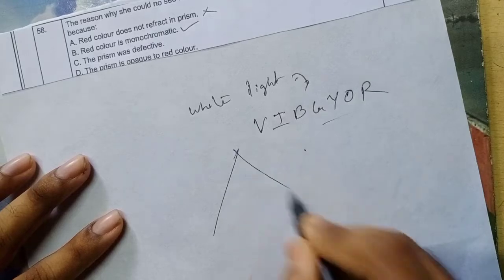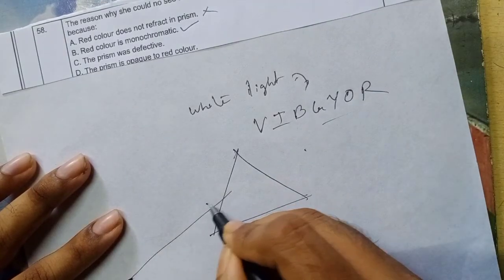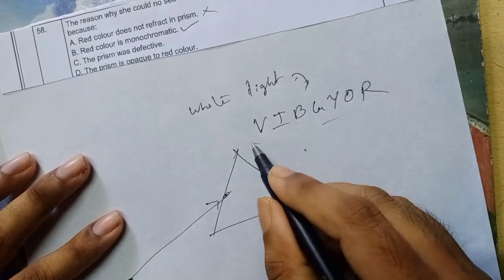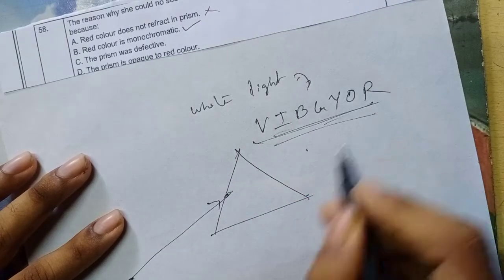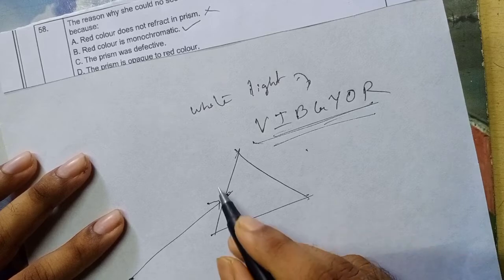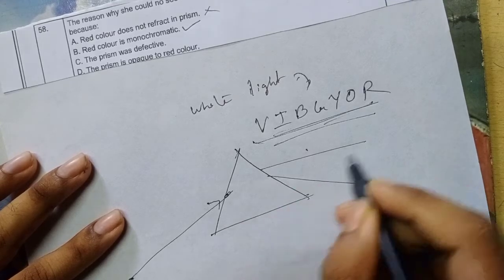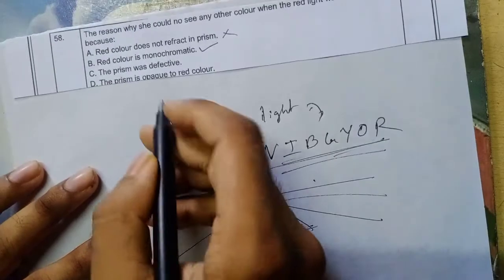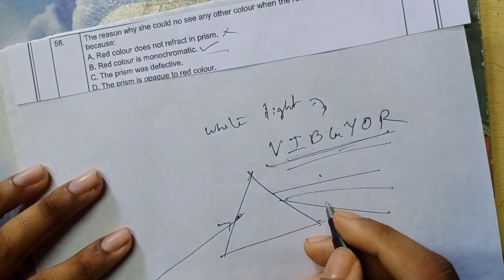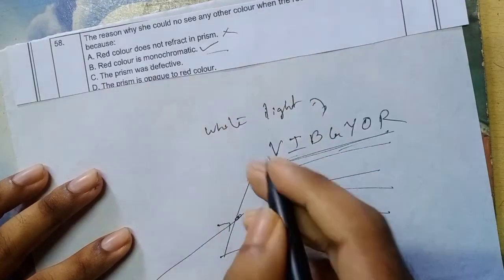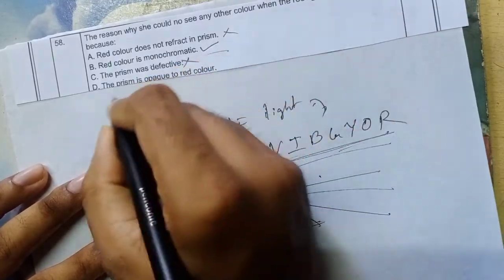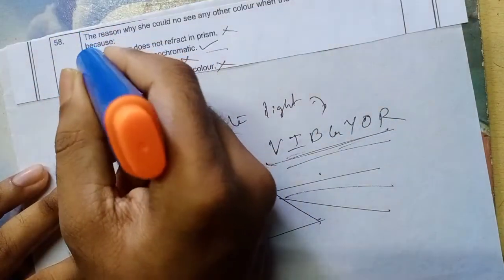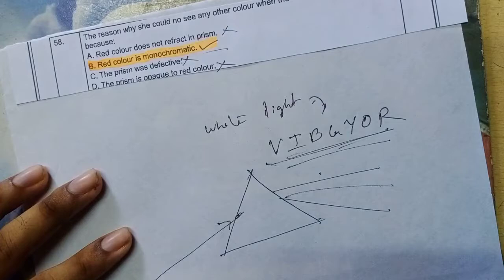So what happens in a prism is that when white light is incident on the glass prism, the colors have different wavelengths, so they travel at different velocities in the glass prism, and they get deviated at different angles. So that's why dispersion happens. As red color is monochromatic, she could see only one light on the screen. The prism was defective: this is not correct. Prism is opaque due to red color: this is not possible. So the correct answer is option number B.